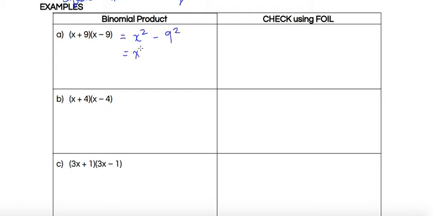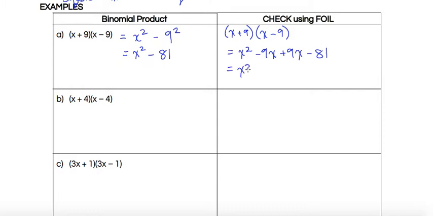So it'd be x squared, and then subtract 9 squared is 81. If you're using FOIL, I'm going to write out my brackets again, so x plus 9 and x minus 9. X times x is x squared. X times negative 9 is negative 9x. 9 times x is plus 9x. And 9 times negative 9 is negative 81. So I simplify my middle terms. So negative 9x plus 9x is 0.